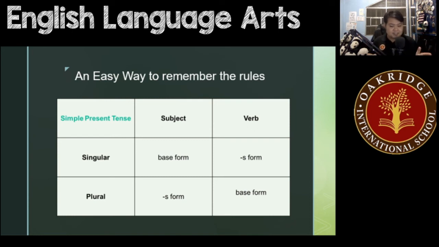Now, if you remember this chart, if you keep it always in your mind, guys, you're gonna be using the simple present tense form much easier. You would be remembering most of the rules already with this. Okay, there are just a few exemptions to the rules.